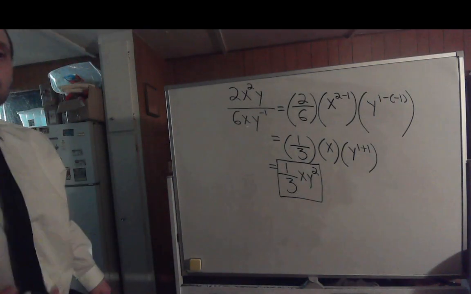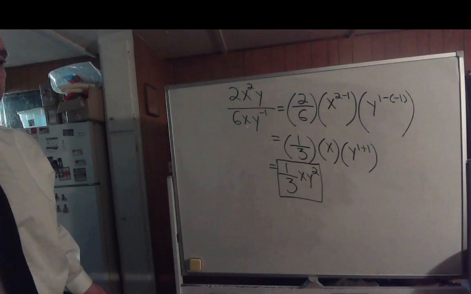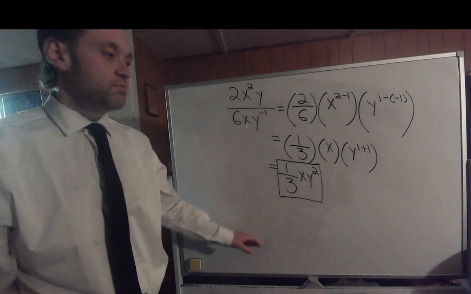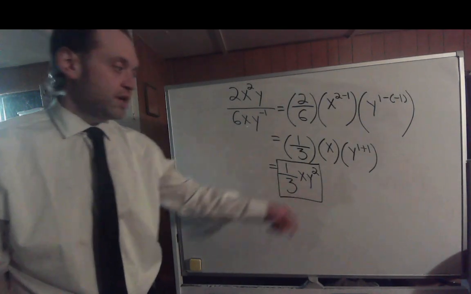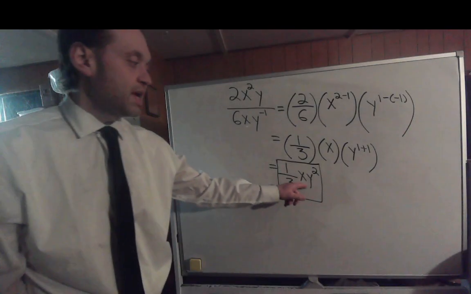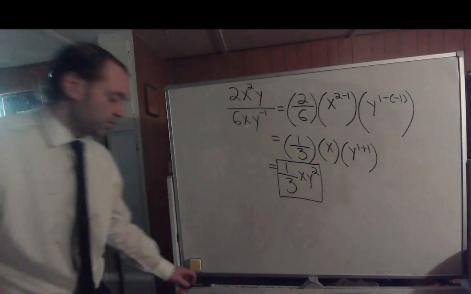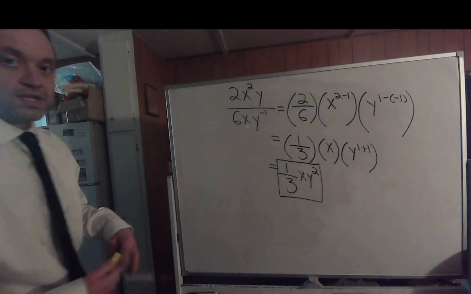But when dealing with polynomials in general, you're going to see it's a lot easier to make the fraction a coefficient and then multiply it times your variables. So you would get 1/3 x y to the second for the answer to this.